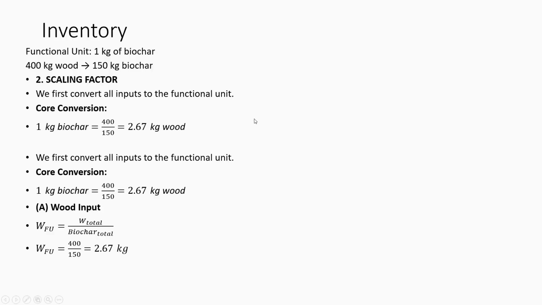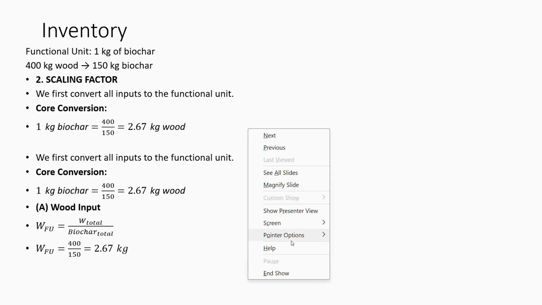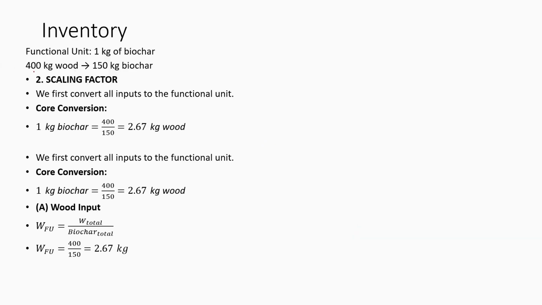As you can see here, we need 400 kg of wood to produce 150 kg of biochar. That means to produce 1 kg of biochar, we need 2.6 kg of wood.